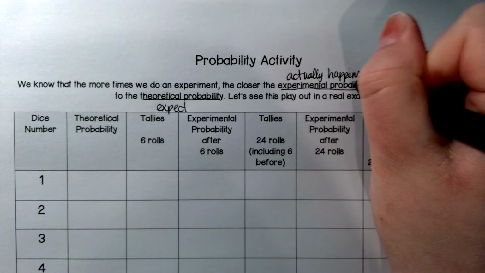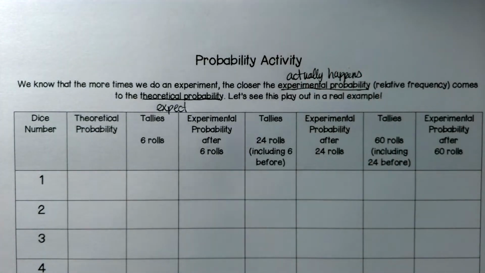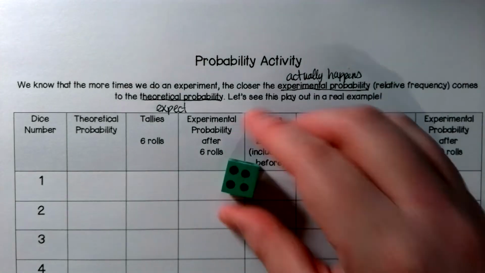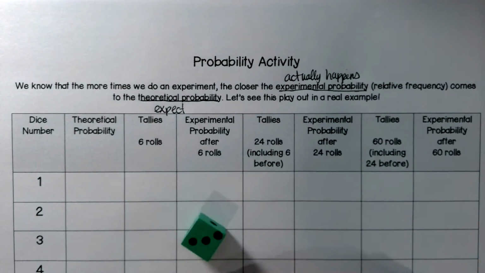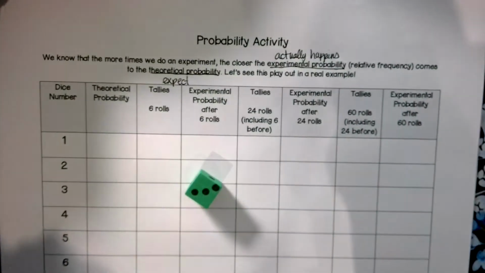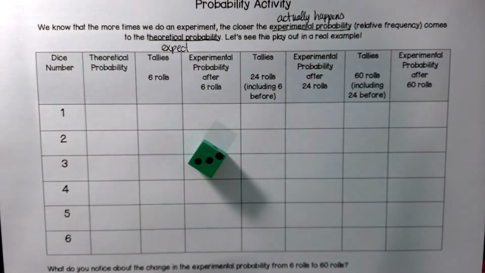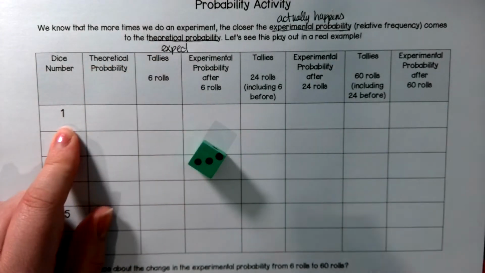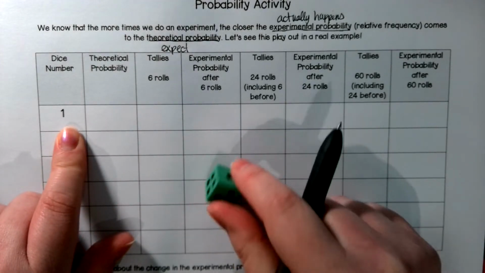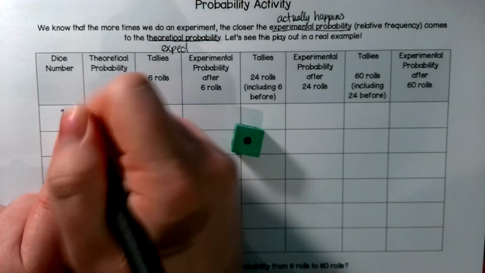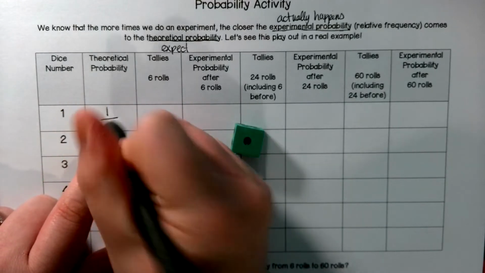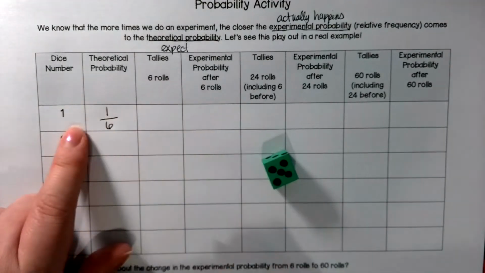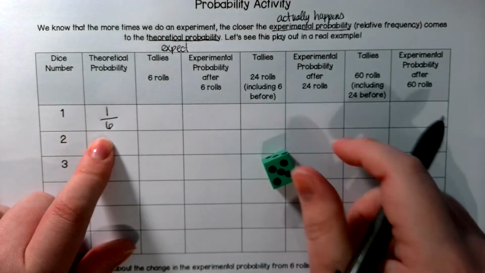We have to collect data. Something has to be done for an experimental probability. So we're going to see this play out in a real example. I have a cute little dice that I had made. It's lovely. On my dice, my theoretical probability, again, what I would expect, if I want to roll a number 1, there's only one on a dice out of 6 total sides. My theoretical probability of rolling a 1 is 1 out of 6.